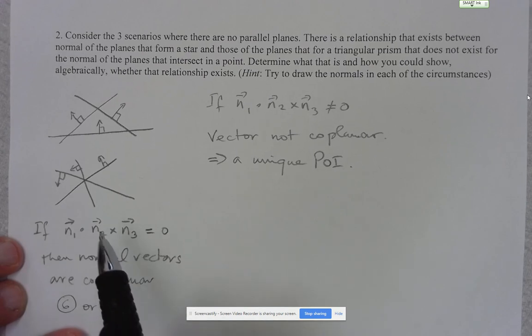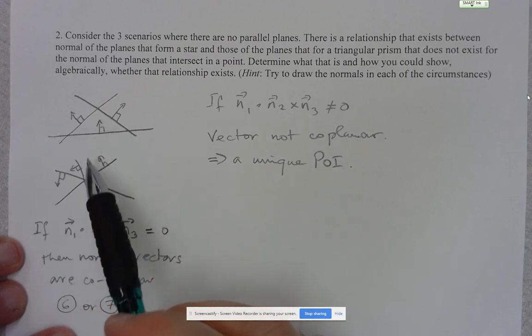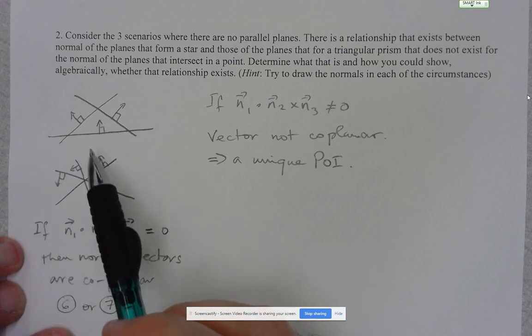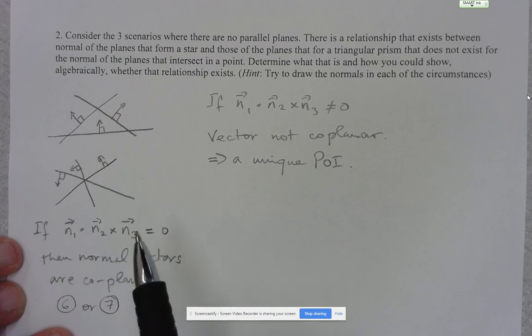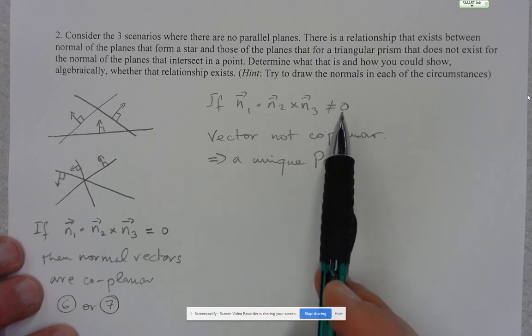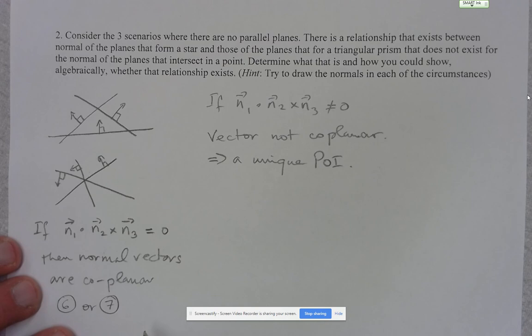Now, the problem here is that there's no easy way to distinguish which one of these it will be. So if you really do need to know the geometric interpretation, you will have to go ahead and solve the problem, which is what we're going to see how to do a little later on. Okay, but if you know that the scalar triple product is not equal to 0, you can be guaranteed of a unique point of intersection.